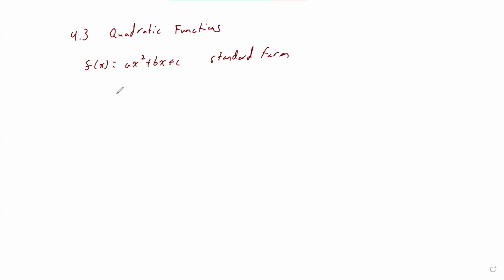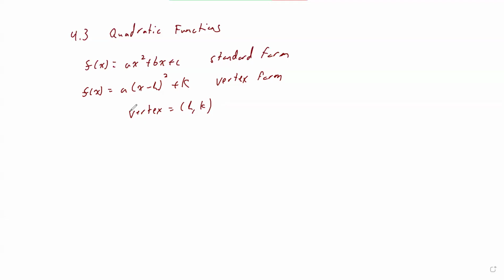The other thing you need to know is the vertex form. And it is f of x equals a times x minus h squared plus k. This would be the vertex form of a quadratic. If it's in vertex form, the vertex is just h comma k. Notice it's the opposite sign of the h.